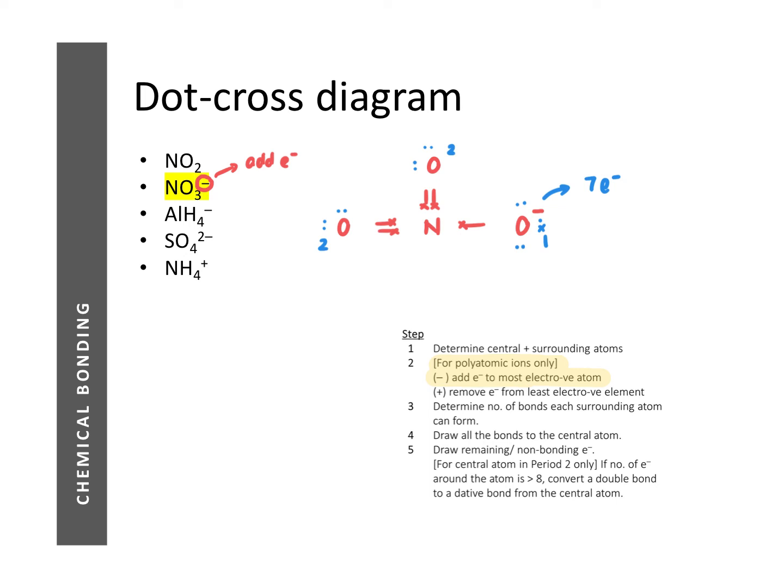So we need to apply this rule once again, because nitrogen is in period 2 and it has 10 electrons in the valence shell. We need to convert one of the double bonds into a dative bond from the central atom to the surrounding atom. So this is the dot and cross diagram for the nitrate anion, or if I were to represent it in terms of the Lewis structure, it will look something like this.